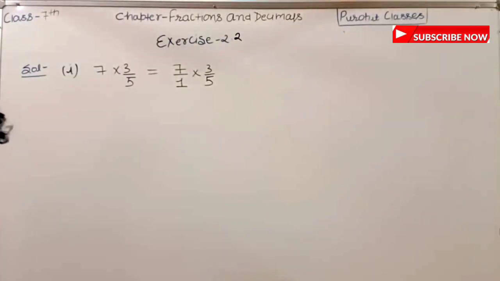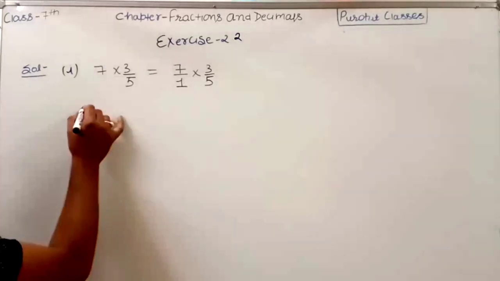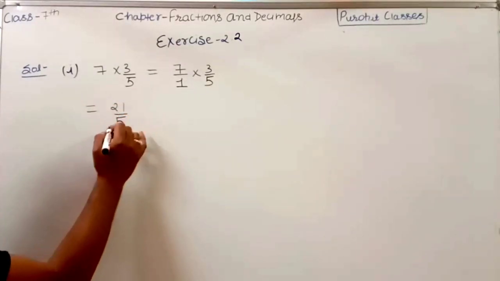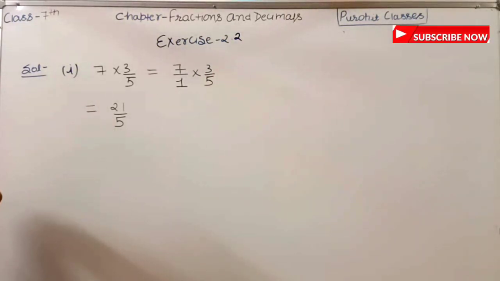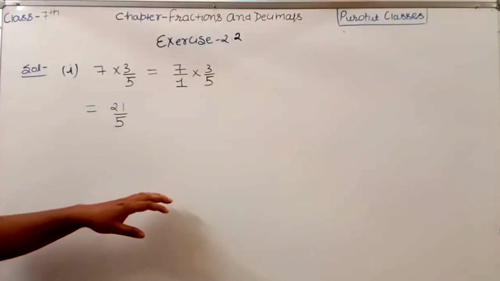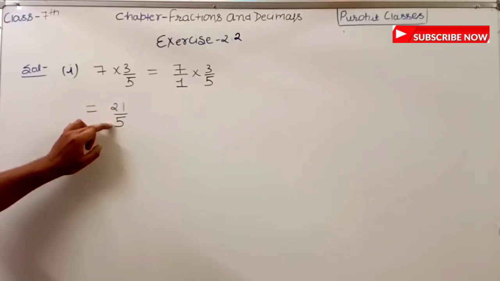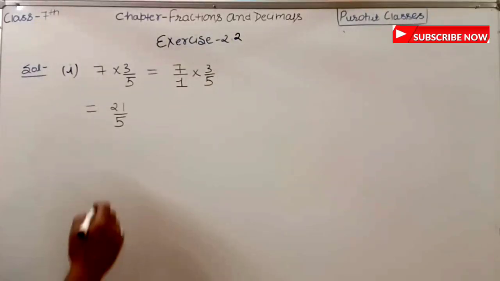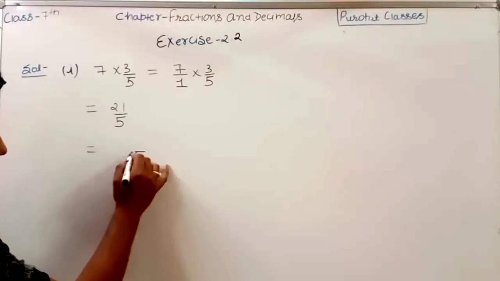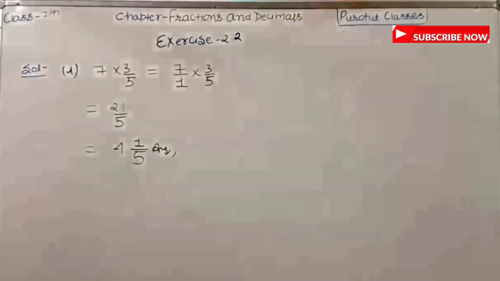I have told you how to multiply two fractions: numerator with numerator and denominator with denominator. So this will be equal to 21 by 5. Then, if there is a possibility, first we reduce it to the lowest form and then convert it into a mixed fraction. As there is no number which can divide 21 and 5 together, we directly convert it into a mixed fraction. So this will be 5 times 4 is 20, and 1. This is our answer. Understood? This we have to do.